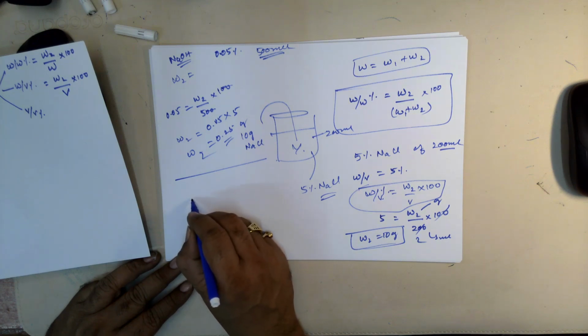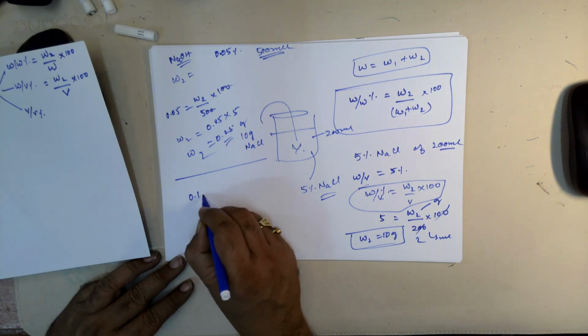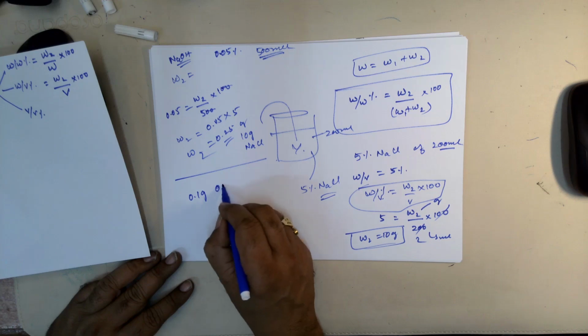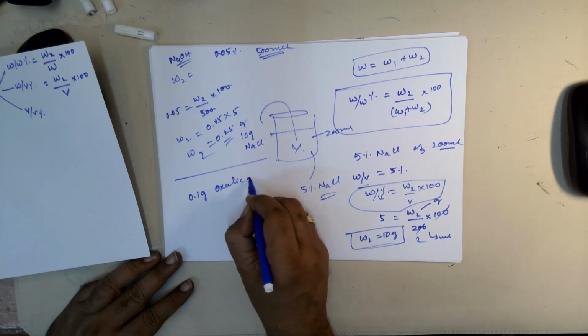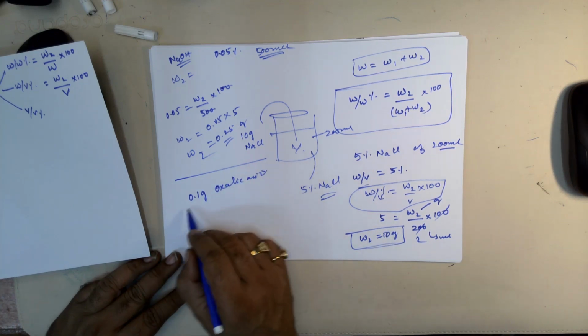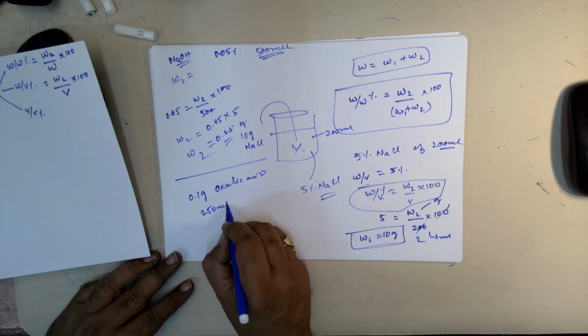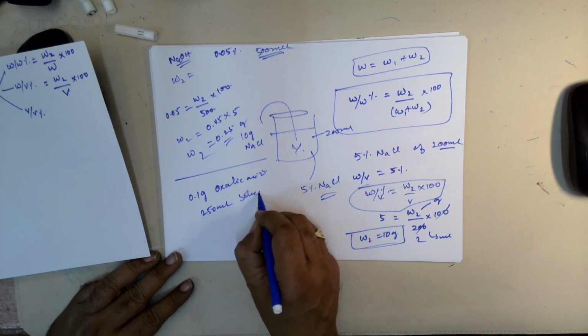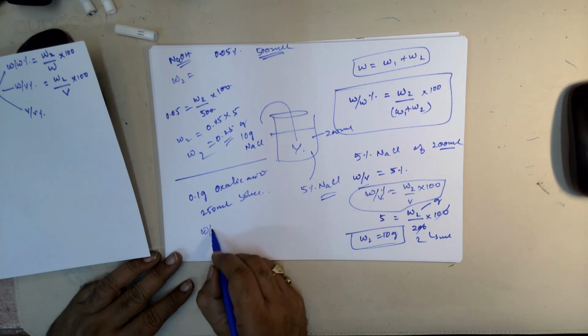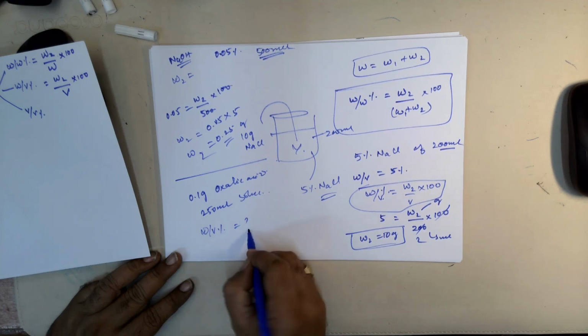Now I'll make it a point like this. I have 0.1 gram of oxalic acid. And I am dissolving this and making up to 250 ml solution. Now, what is the weight by volume percentage?